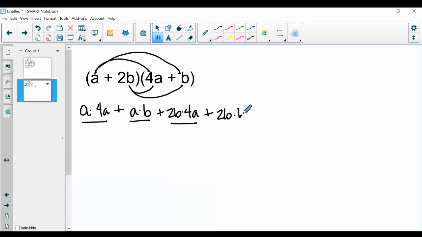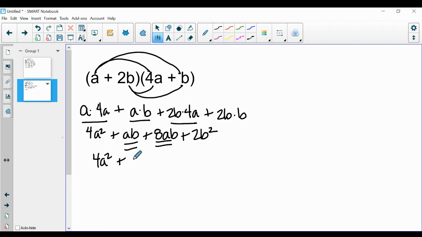2B times B. So when I combine these together, we have 4A squared. This is just plus AB. 2B times 4A: the numbers multiply together, and then we have AB. And then 2B times B, there's 2 of the B's here, so we've got to square that. Notice again, our 2 inner terms are the ones that combine. So we have 4A squared, which can't combine with anything, we have our 9AB, and then we have 2B squared.